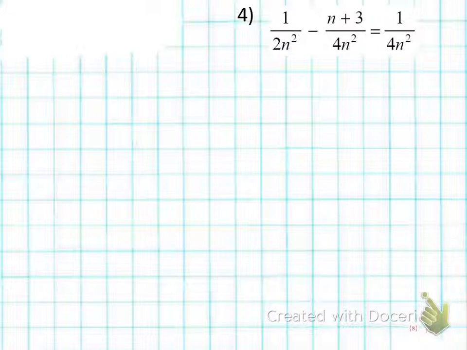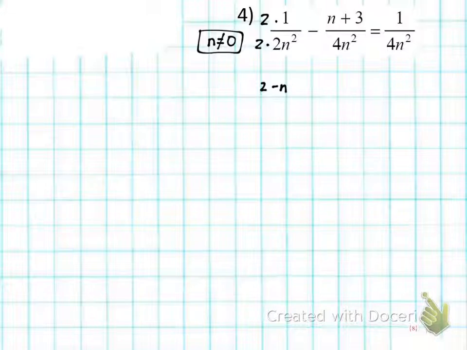4n squared, good. So what should I multiply the first term by? 2, okay? So I'll start you off here. You should multiply the first one by 2. Oh, and we forgot to do excluded values. What's our excluded value here? 0, good. Okay. So we're going to multiply the first one by 2. Okay, so we have 2. And then be careful here, right? We have this negative sign here.